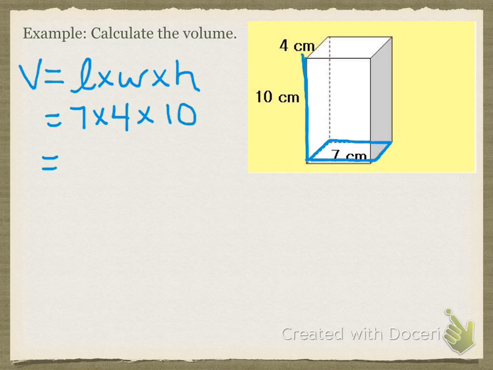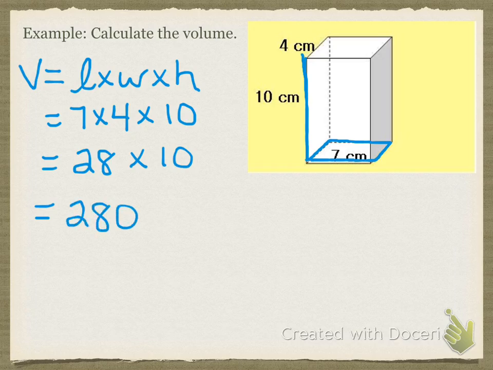And now we multiply, so 7 times 4 is 28. And 28 times 10, not using our calculator. Remember, whenever we multiply by 10, we move the decimal one place to the right, so that would make that 280. Of course, we need our unit, which in this case is centimeters, and because we're finding the volume, which means we're actually multiplying 3 dimensions, we need to include that the volume is cubed. So our final answer for the volume of this particular rectangular prism would be 280 centimeters cubed.